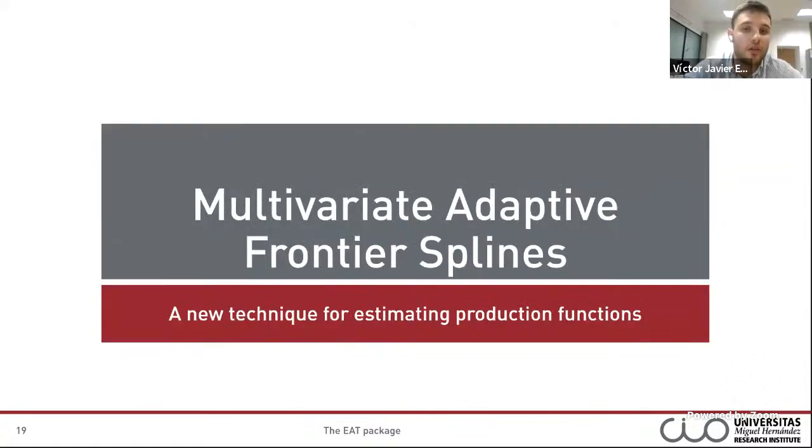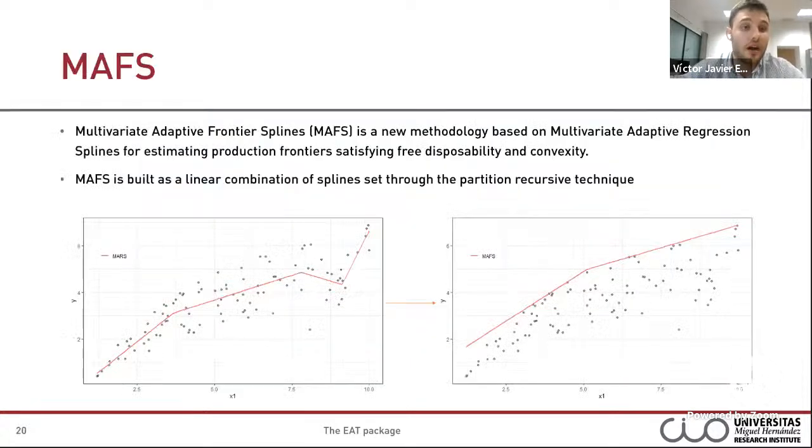Well, now I'm going to introduce the main idea of multivariate adaptive frontier splines, that is another technique in this line. We are currently working on the development of the R code for a new technique for the estimation of production functions, baptized as multivariate adaptive frontier splines.